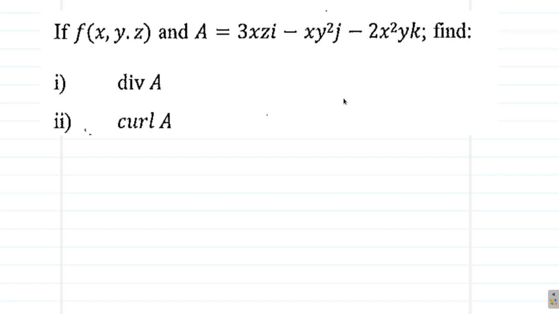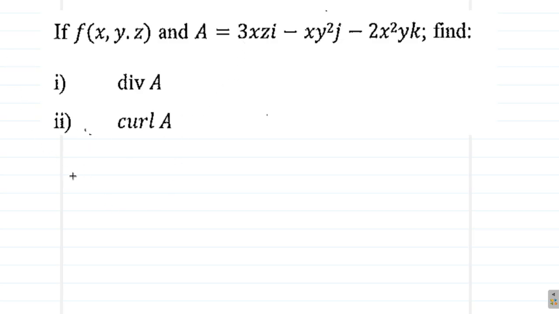We need to find the divergence and the curl of the function 3xz i minus xy squared j minus 2x squared y k. Okay, so what we have here, this function A will be a function of a vector field. We need to find the divergence of A.